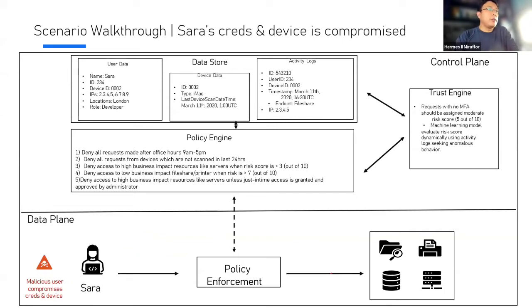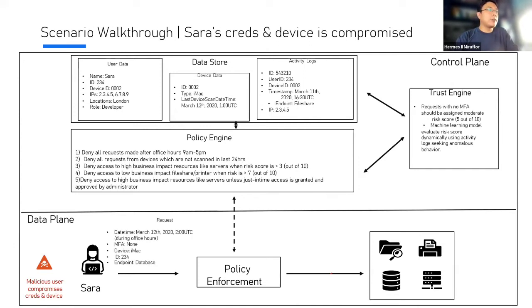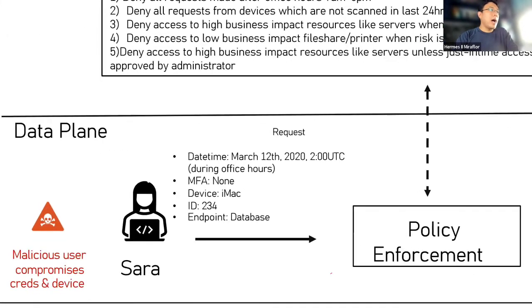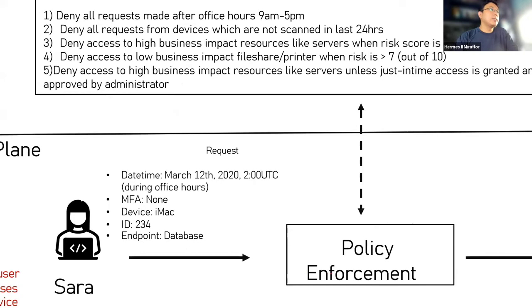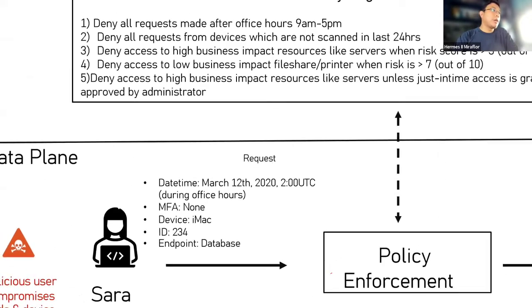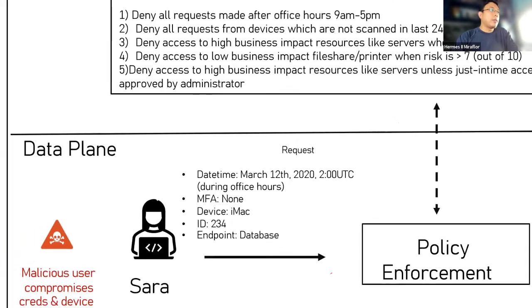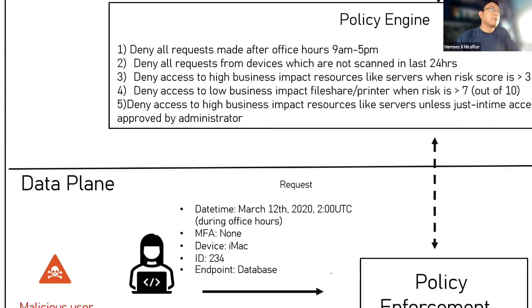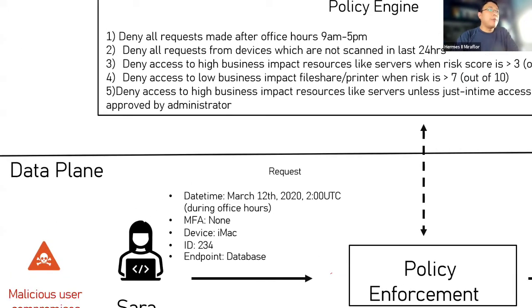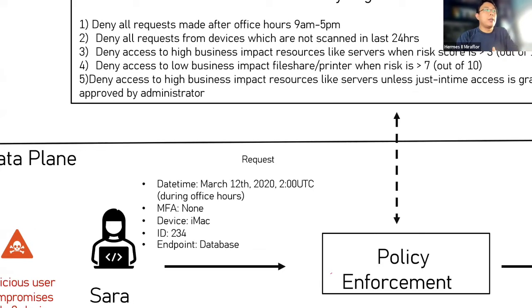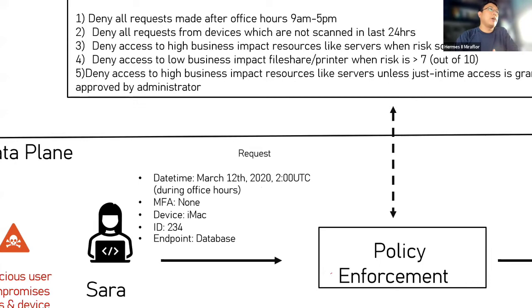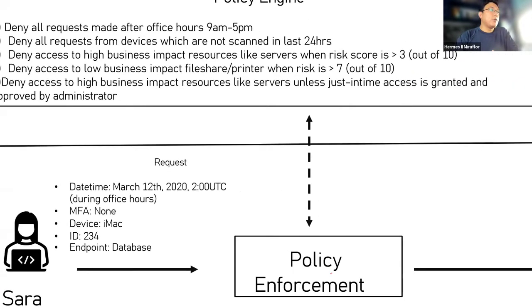Okay, so next up, Sarah. Sarah is a developer within the organization. What if Sarah's identity and Sarah's device were also compromised? So Sarah sends out a request to access a particular endpoint, which is a database. The access date and time would be March 12, 2020, 2 a.m. And then, sorry, I think this is 2 p.m., during office hours. And then there's also no MFA for Sarah because it was a compromised identity. So technically no MFA. She's using an iMac, and the ID would be 234.